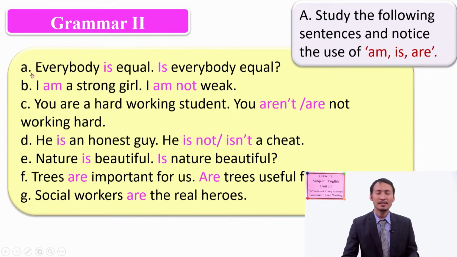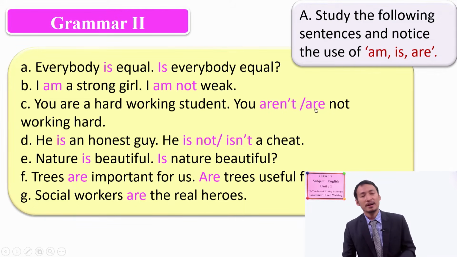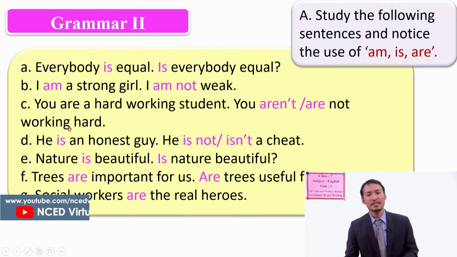Okay, so let's start with A. Everybody is equal. Is everybody equal? To this sentence, we can make a question. I am a strong girl. I am not weak. So we can also make a negative with not here. You are hardworking. You are a hardworking student. There is also are here, which is not colored here. And you are not, or you aren't working hard.